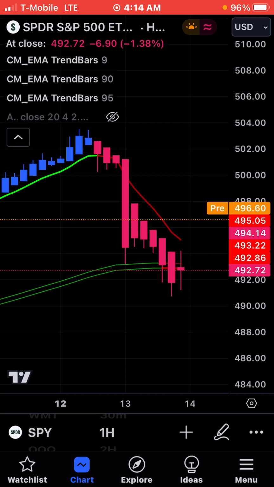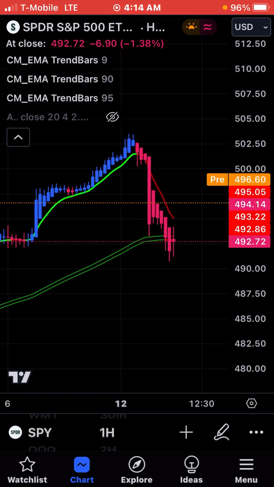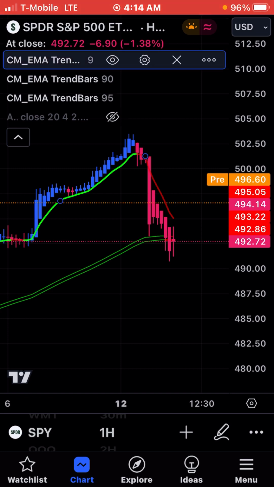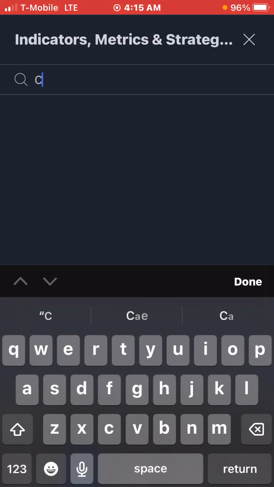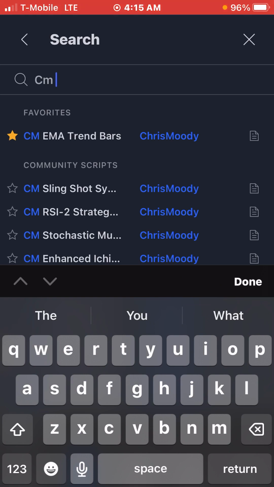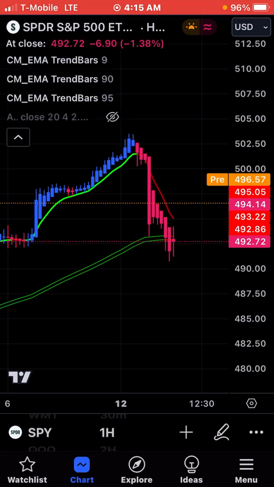Let's look at this formula here. What you want to look for first is you want to load up your CM trend bars here. You're going to start off with 9. So you want to go here to your indicators and look for CM. It's right here, in my favorites. It's by Chris Moody, but you'll have to look it up in your indicators. You're going to do 3 of them here, and you're going to have 9, 90, and 95.